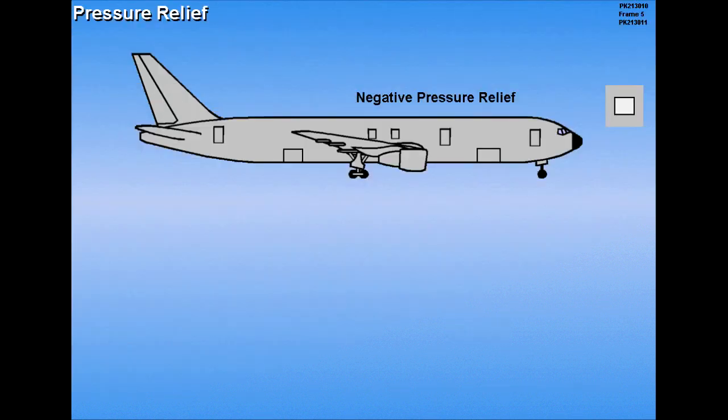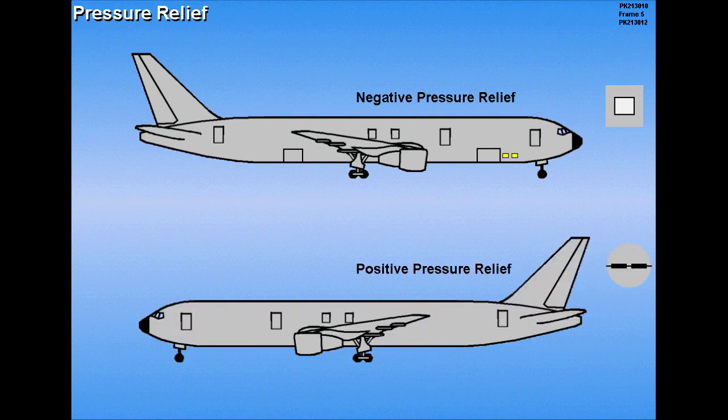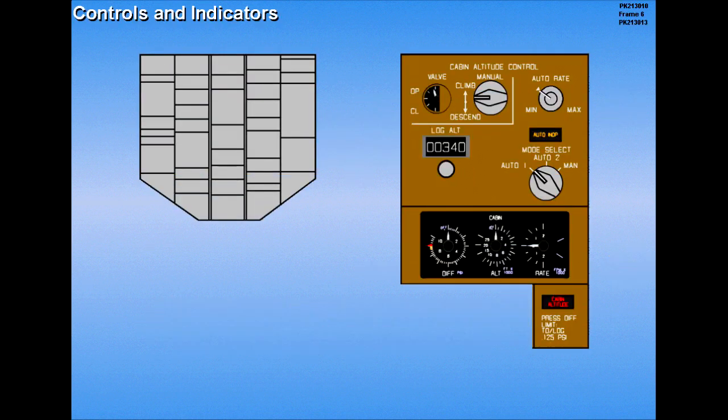Negative pressure relief valves located forward of the cargo doors prevent outside air pressure from exceeding cabin pressure. Positive pressure relief valves in the aft fuselage relieve differential pressure. The cabin altitude controls and indicators are located on the overhead panel.